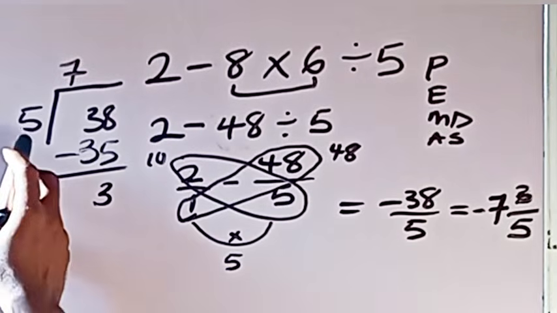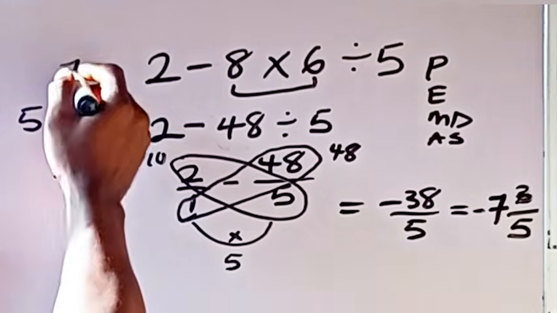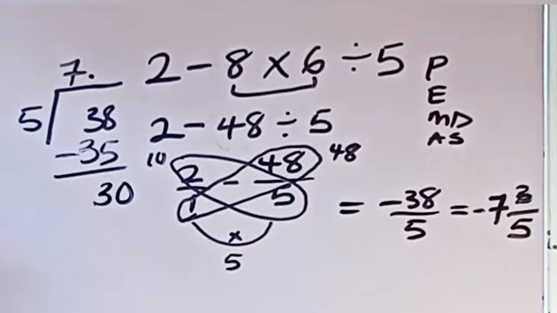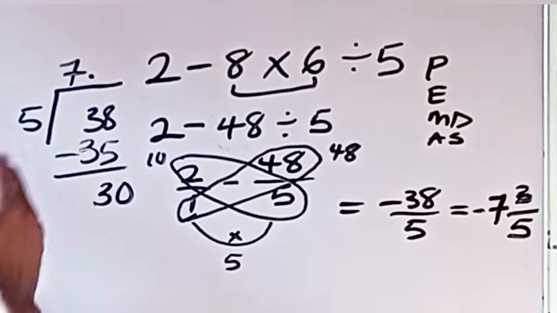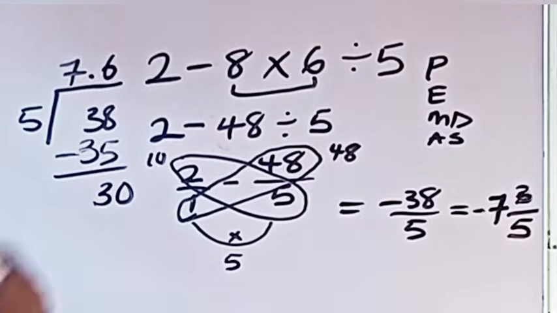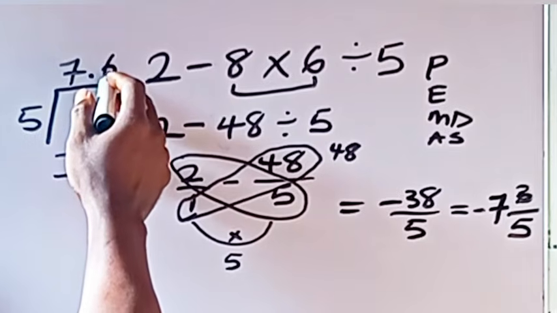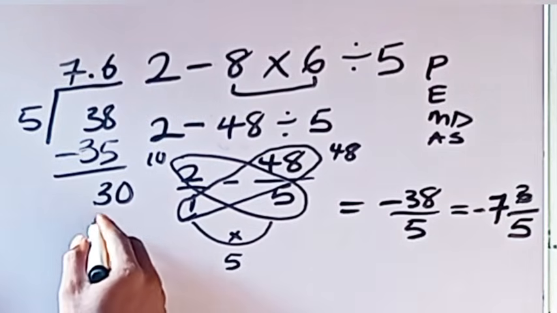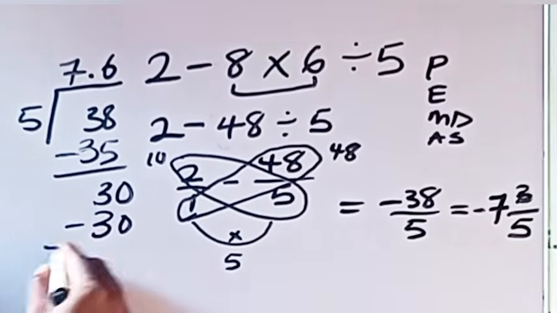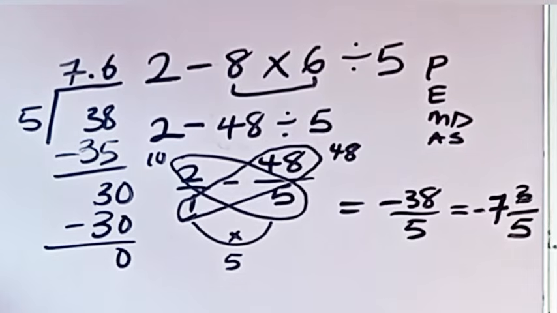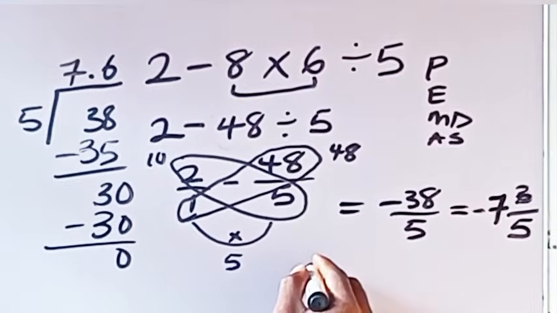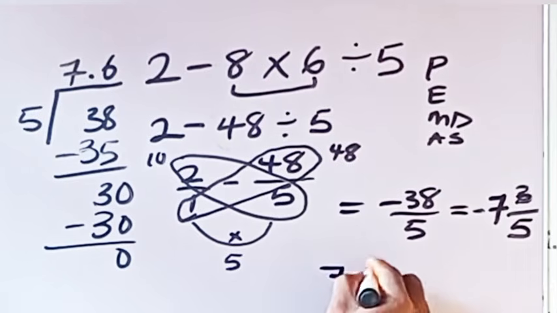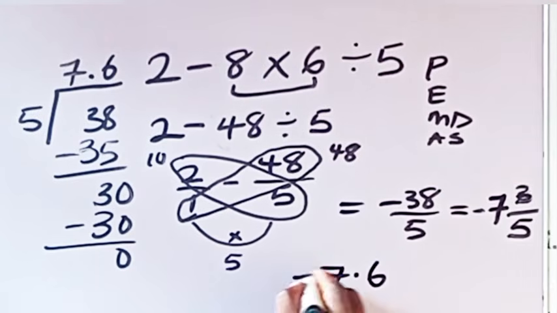Now, 5 cannot divide 3, so we'll put a point here and add 0 to this 3. Now, 5 will go into this 30 how many times? 6 times. Put your 6 here. Now, 6 times 5 is 30. We subtract, we're going to have 0. So our answer for the decimal is 7.6. So we can now put our negative sign here.